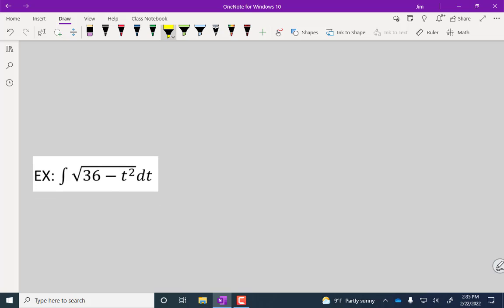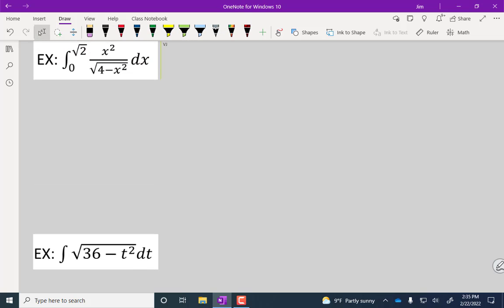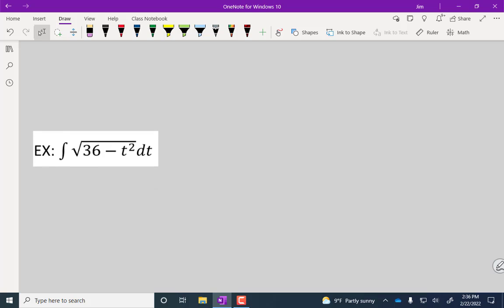I'm going to do this one first, actually. I should reverse the order. This one's easier than that one. It's an indefinite integral. It's a little simpler. Let's go with this one first.